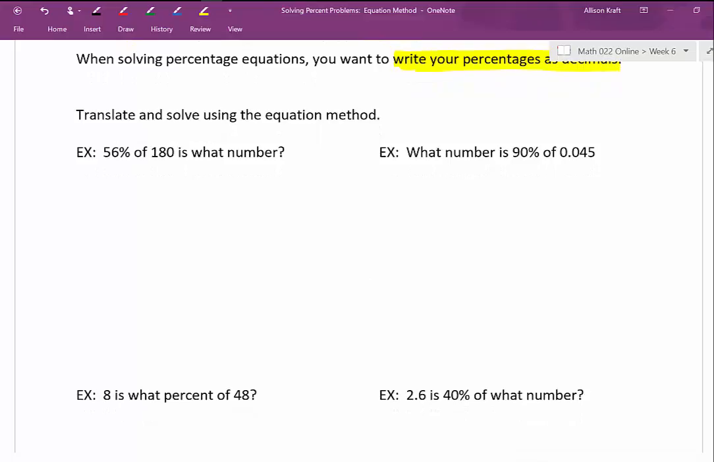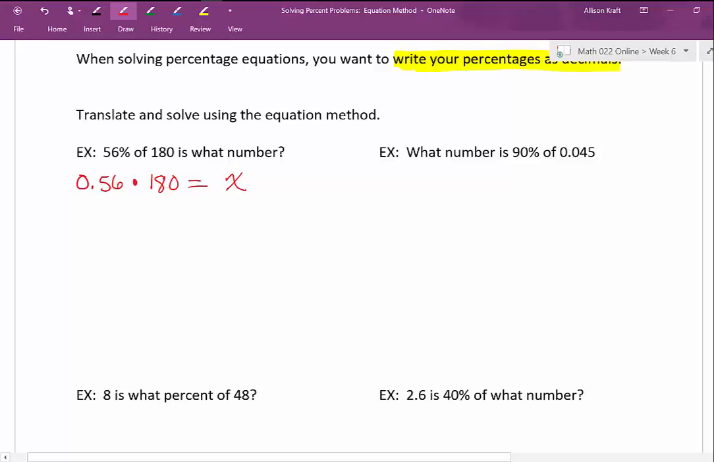We're simply going to translate. Of means multiplication, is means equals, what is the unknown? 56%, so we're going to want to write that as a decimal. Remember that we convert a percent to a decimal by moving the decimal point 2 to the left. Of means multiply, 180. Is means equals, and then what number is our variable?